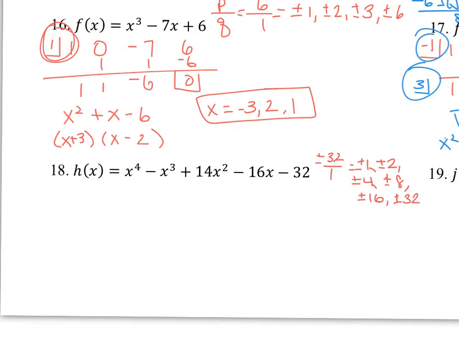So let's go ahead and add these up to see if 1 is a factor. 1 and negative 1 make 0. 14 and negative 16 make negative 2. Negative 2 and negative 32, that's not going to make 0, so I know 1 is not a zero. What about, let's try negative 1. Don't know until you try.